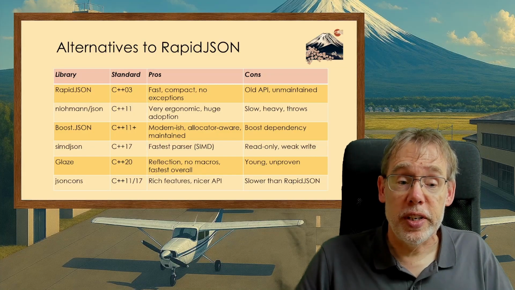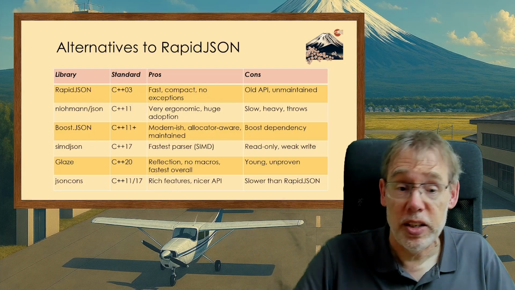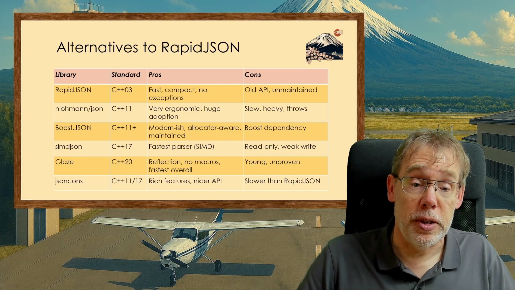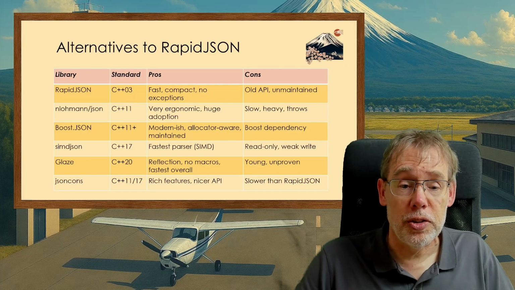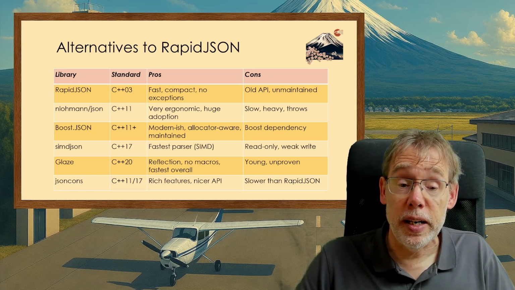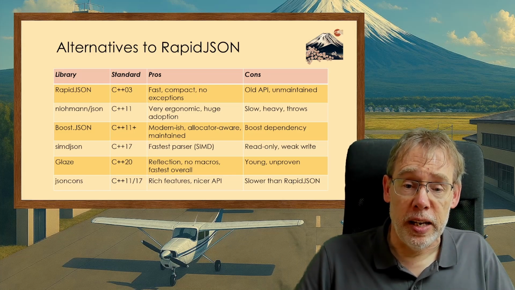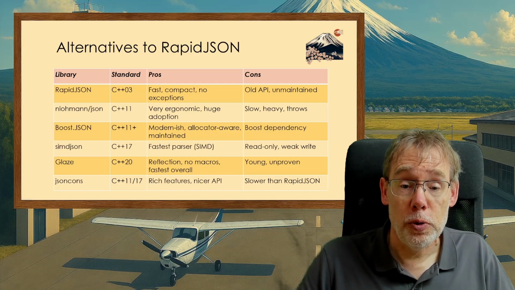Then, of course, there is BoostJSON. Boost has everything, including the kitchen sink. It's C++11 and at some parts even more recent. It's allocator aware, it's well maintained, but it's a Boost dependency, and that is something you need to accept.